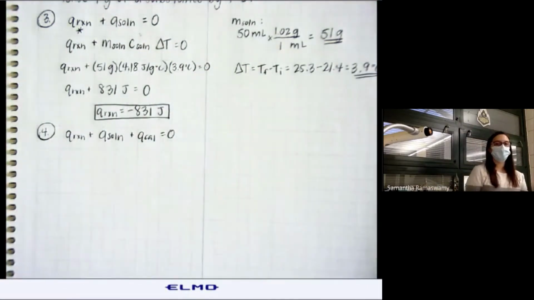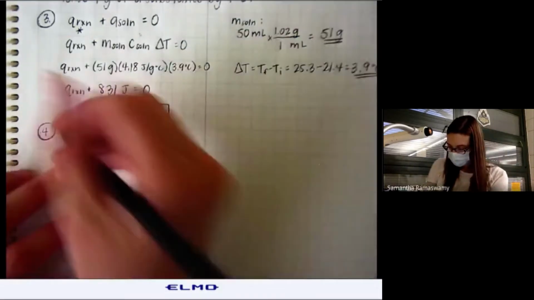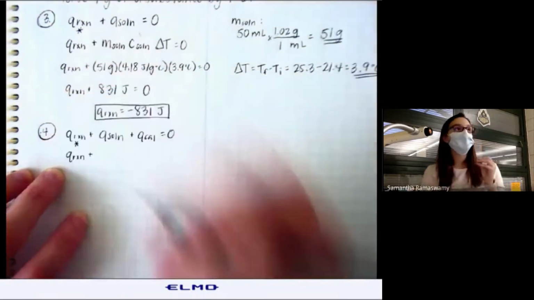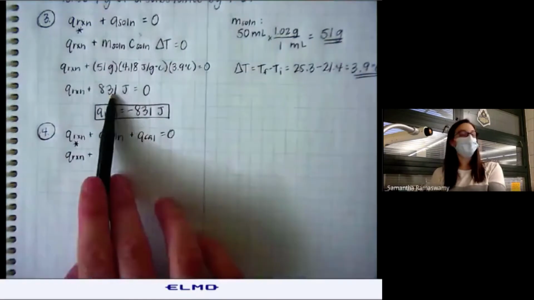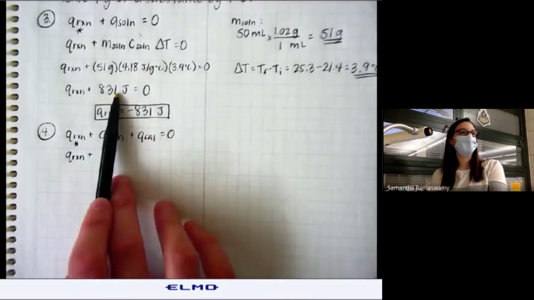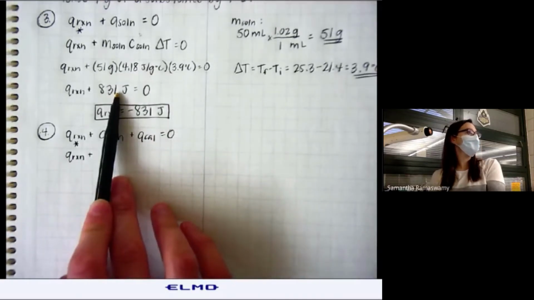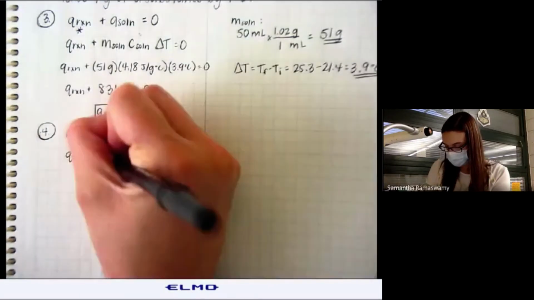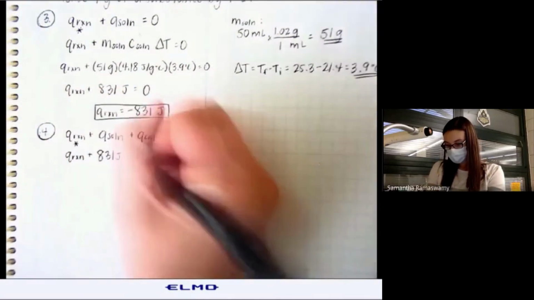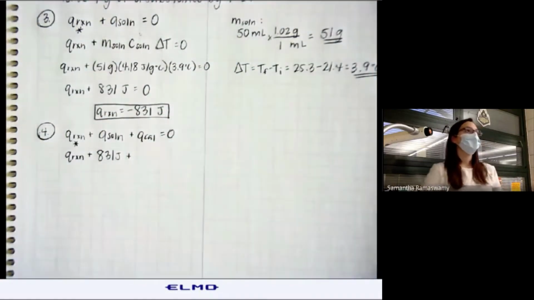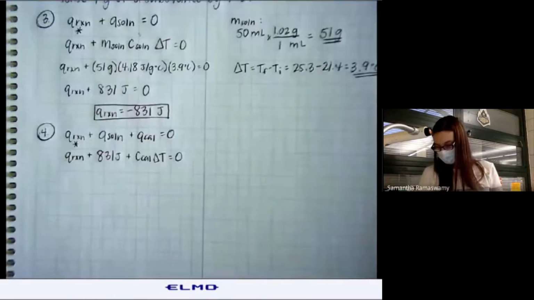Now we look at this and we're like, oh man, we're going to have to do all that work again. But we actually aren't. We know that, again, we're solving for Q reaction. We just calculated Q solution right here. We did MC delta T of the solution. We know what that answer is. MC delta T of the solution is 831 joules. We just have to calculate Q cal. Remember that Q cal is C cal delta T.